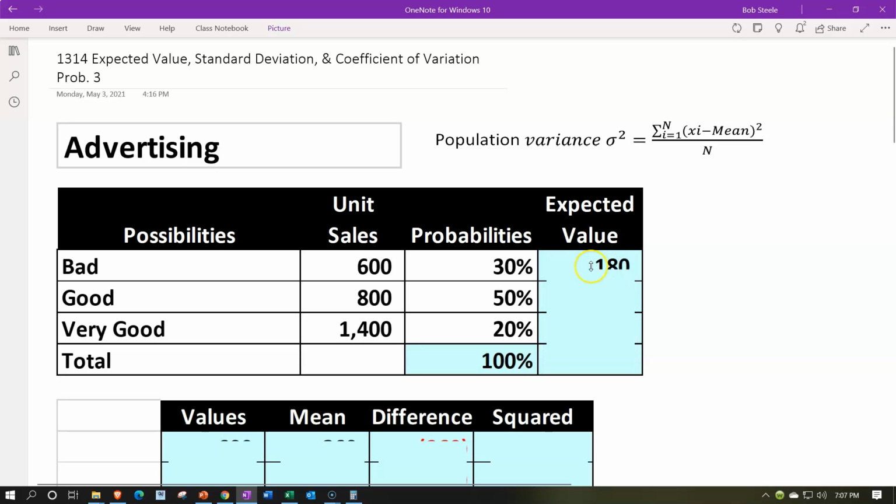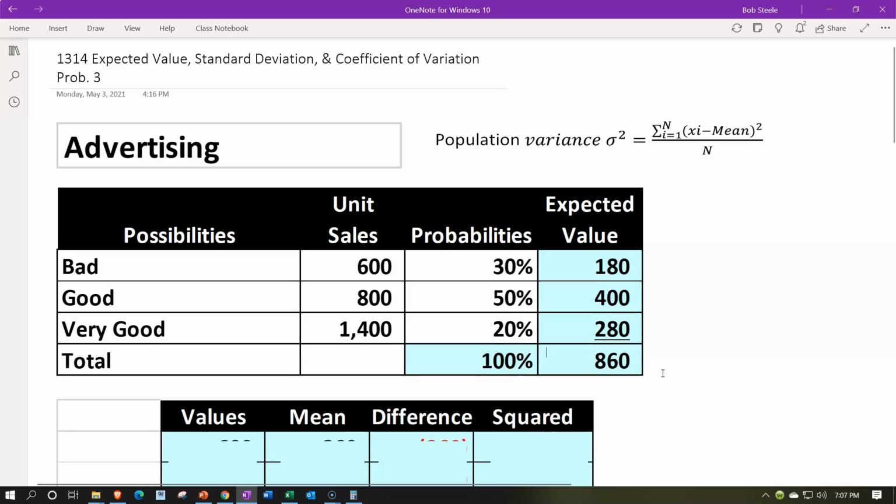Expected value then being the 600 times the 30%, or the 180, the 800 times the 50%, or the 400, the 1,400 times the 20%, or the 280. Adding up the 180, the 400, and the 280, we get up to the 860.